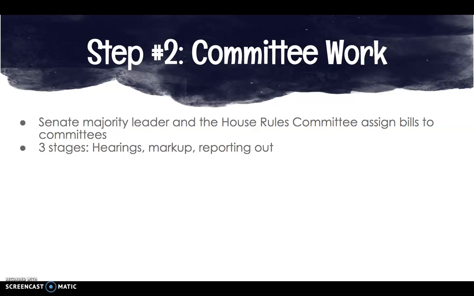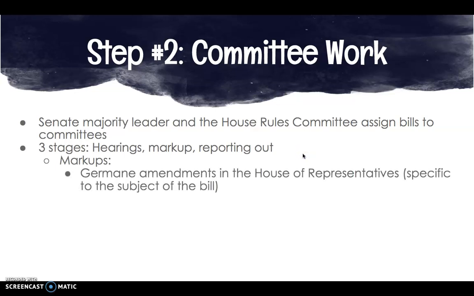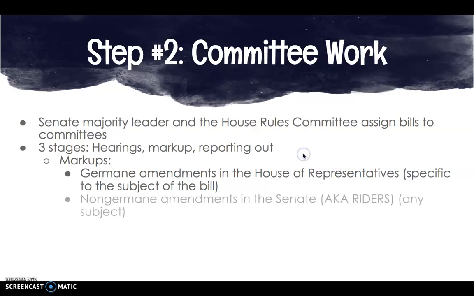Now, markups are where committee members would amend the bill until they are satisfied with it. And markups can have a couple of different requirements. There are differences. So in the House of Representatives, any amendment made during markups has to be what we call germane. They have to be specific to the subject of the bill. That's to keep things efficient, not going off track due to the size of the House.